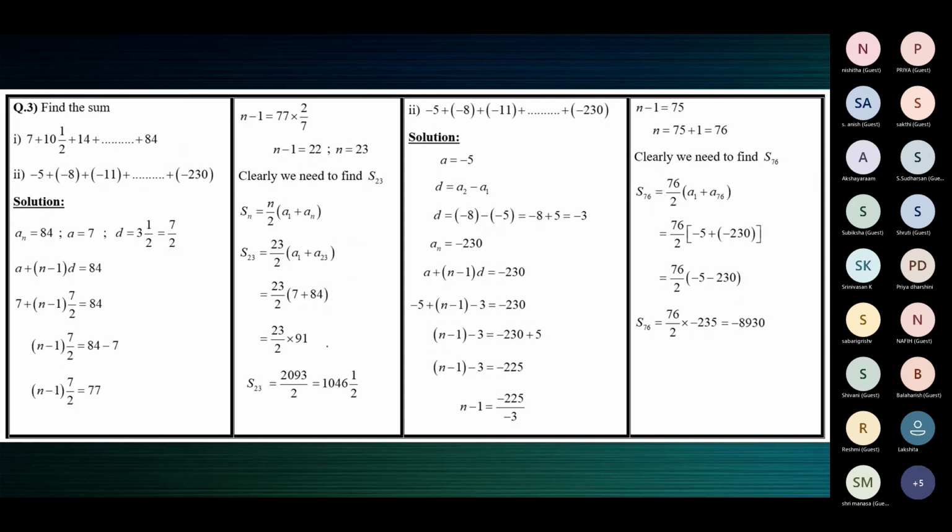Work that and find S23, which is 1046.5. The only thing in the second one is we should be careful about finding the common difference, children. In the second one, the first term is minus 5. The common difference is A2 minus A1. Please write A2. What is A2? Minus 8.